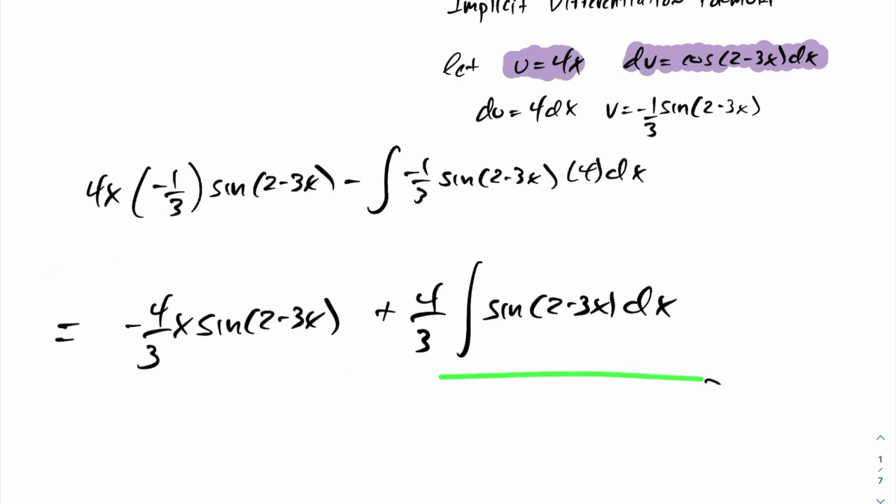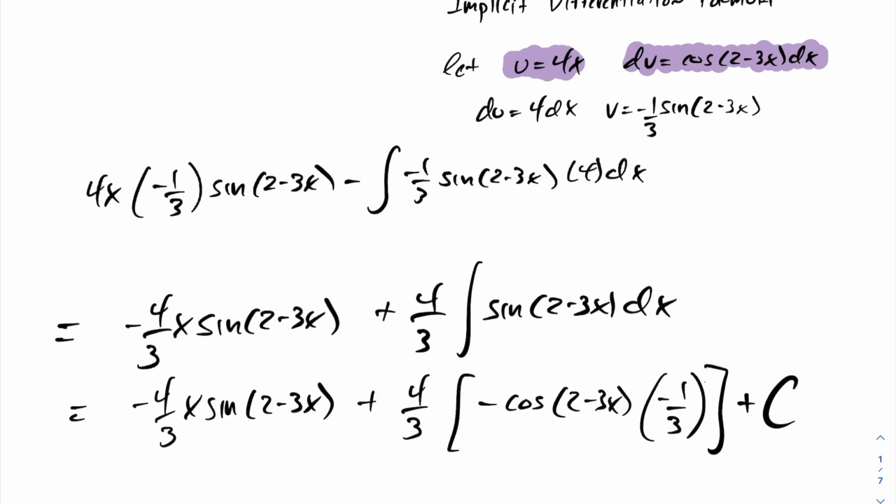I just have to find the integral of the sine of 2 minus 3x. I know that the integral of sine of x is negative cos of x, so we have the following. And we end up getting here 4/3 times negative cos of 2 minus 3x times minus 1/3. You'll notice I had to add in the minus 1/3 because when you take your derivative, just to show you, we do get the sine of 2 minus 3x.